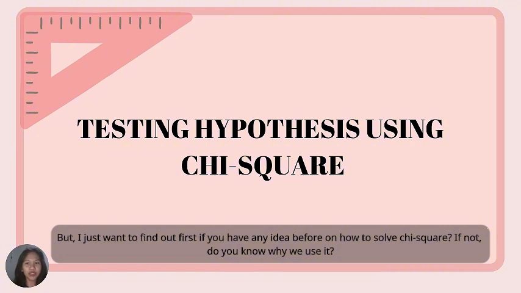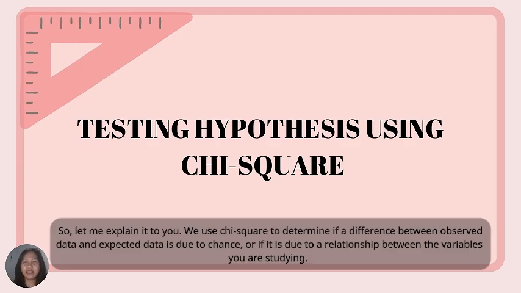But I just want to find out first if you have any idea before on how to solve chi-square. If not, do you know why we use it? Let me explain it to you. We use chi-square to determine if a difference between observed data and expected data is due to chance or if it is due to a relationship between the variables you're studying. So now that you know what chi-square is, let's dig into our topic.